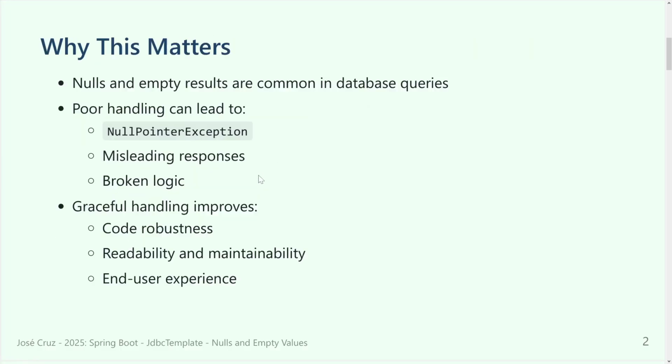So let's move forward. So why does this matter? Nulls and empty results are very common in database queries. We are trying to find something and maybe it's there, maybe it's not. Because usually the systems nowadays, even the database, are used by several services. And maybe we are inserting some data in our application and we swear that the row is there, but maybe another system removed that row from there.